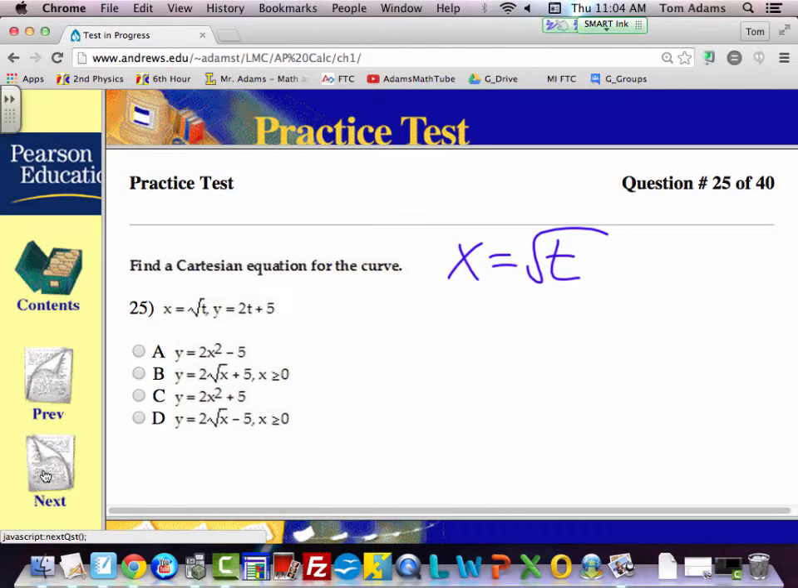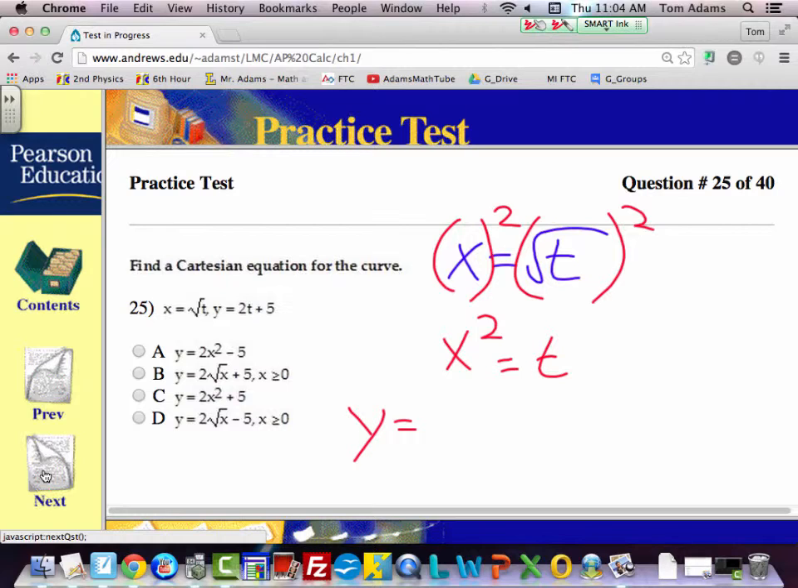So, I already heard somebody proudly proclaim, square both sides. And so I get x squared is equal to t. So that means this becomes y equals 2 times t, or x squared, plus 5. Does that make sense? Which one is that? C.